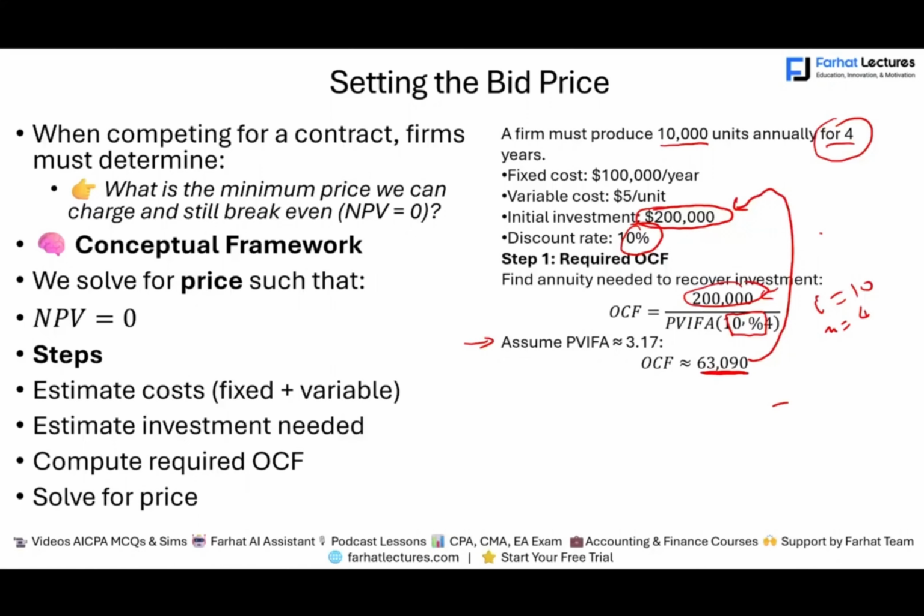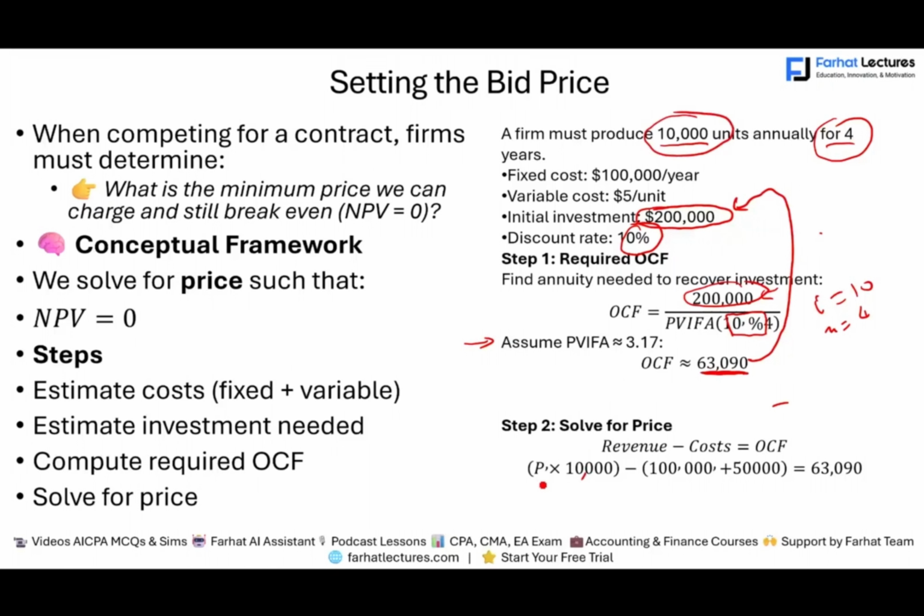Okay, great. So now I'm going to solve for the price. I have everything that I need at this point. Revenue minus cost. What's my revenue minus cost? I don't know what my revenue is. I know I'm going to be selling 10,000 units. I'm going to multiply this by a price.